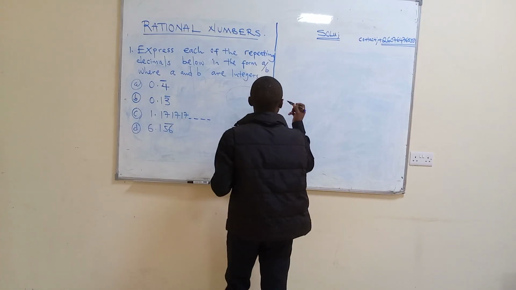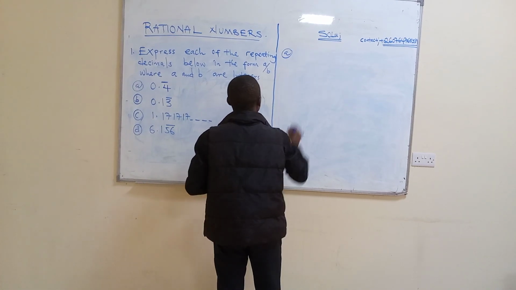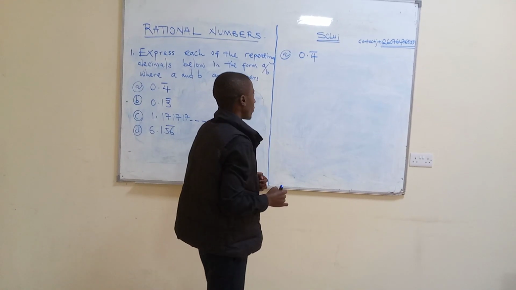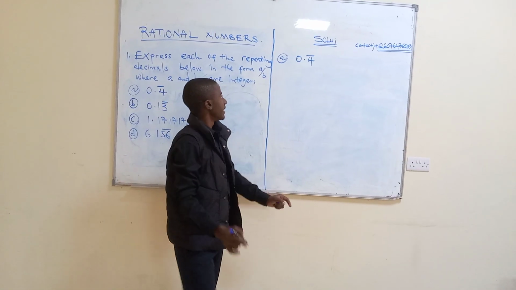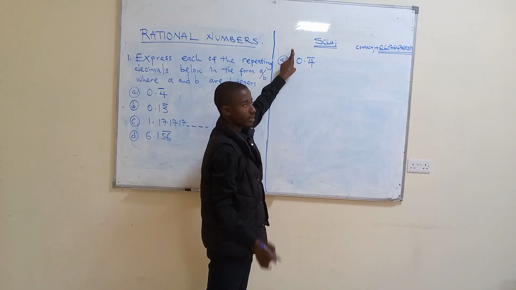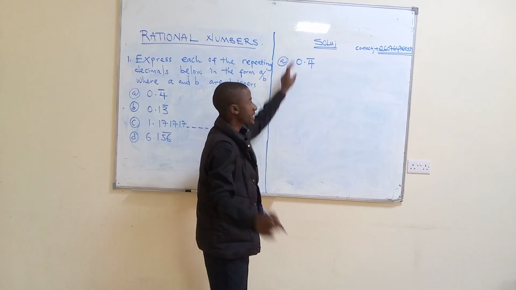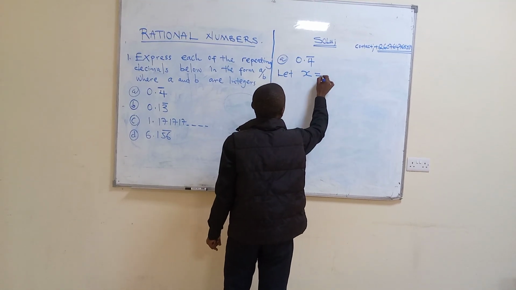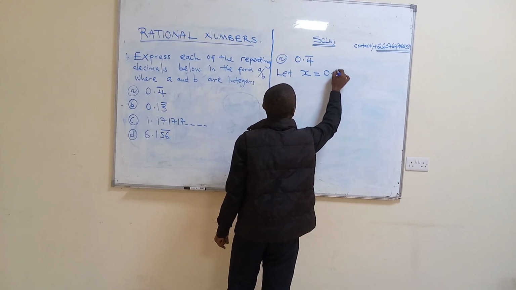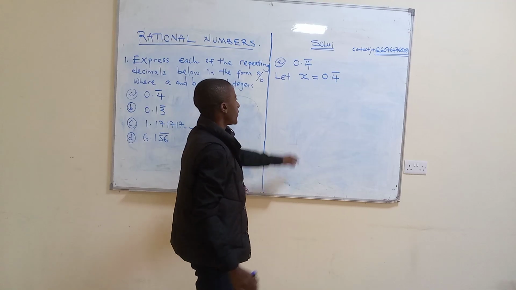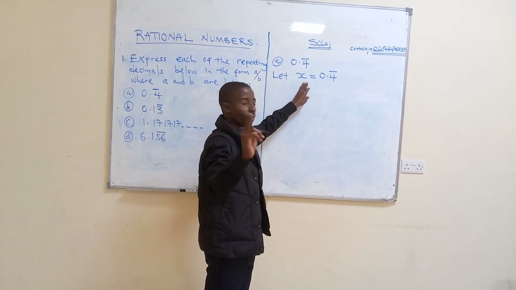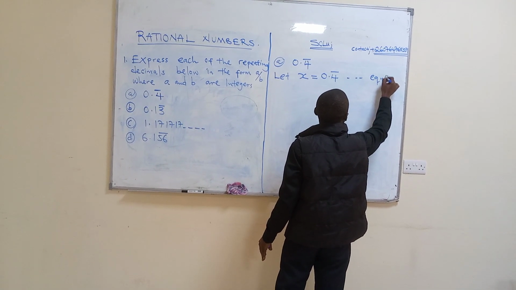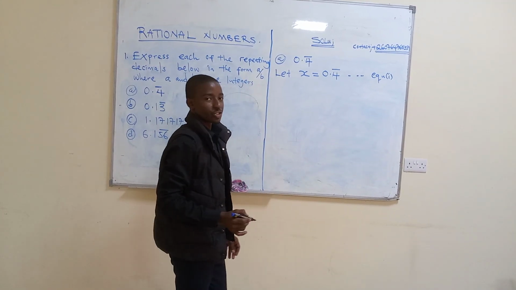So part a, we have 0.4 with a bar. The first step is that you let the given decimal number be x. So I'll say let x equal 0.4 with a bar. From there, we make this equation 1.